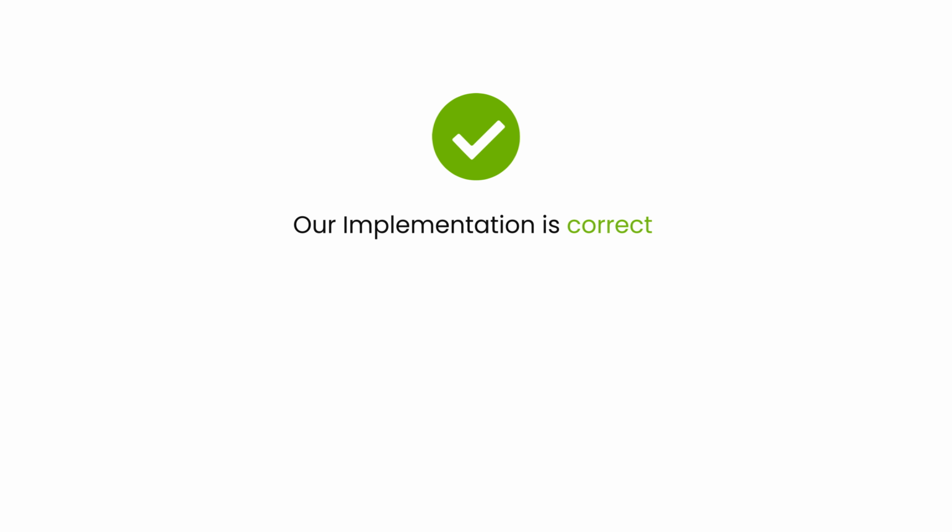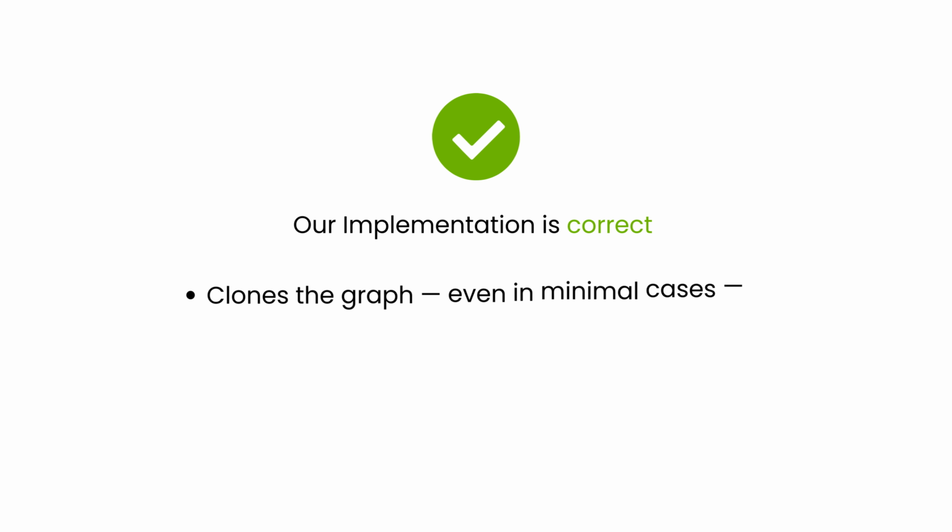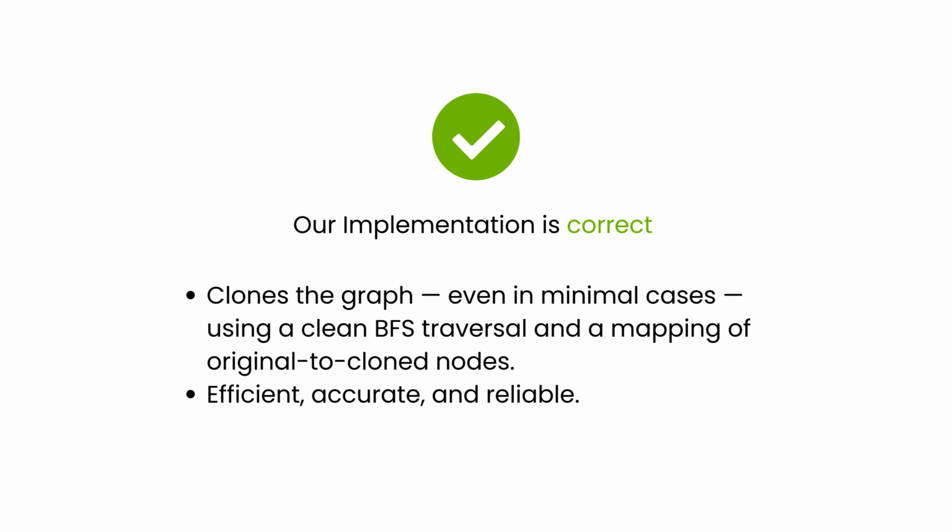Wrap up. So, our implementation is correct. The algorithm successfully clones the graph, even in minimal cases, using a clean BFS traversal and a mapping of original to cloned nodes. Efficient, accurate, and reliable.